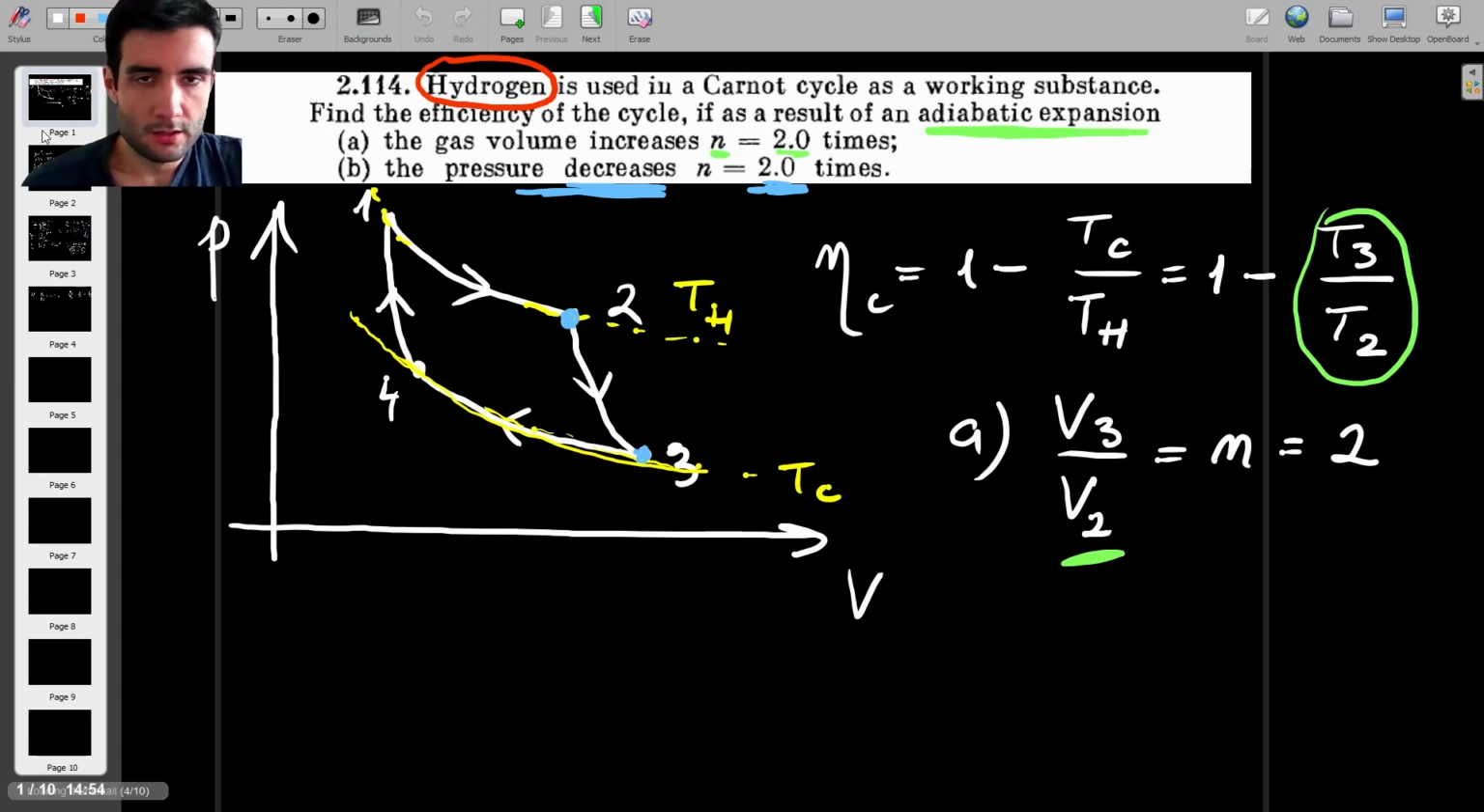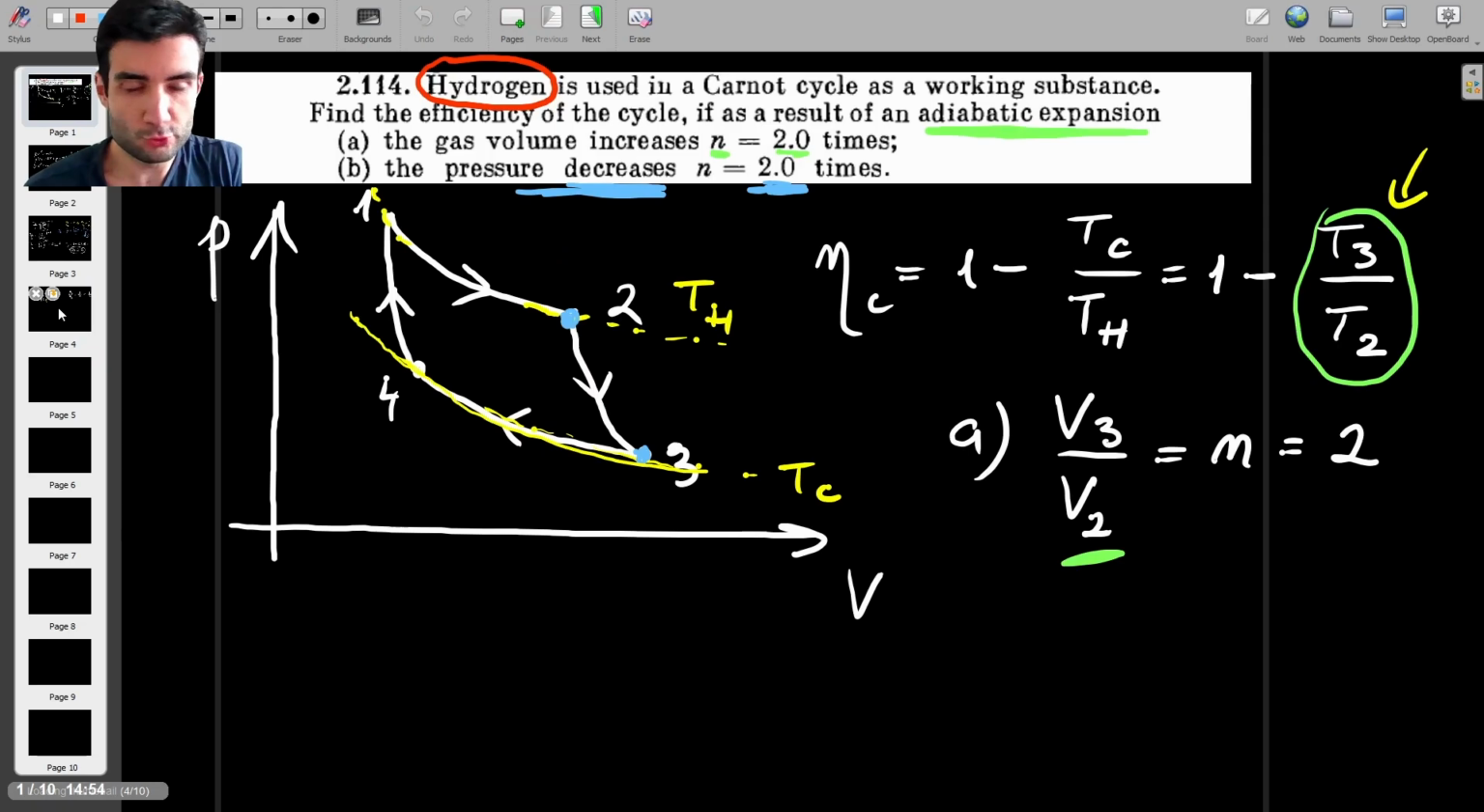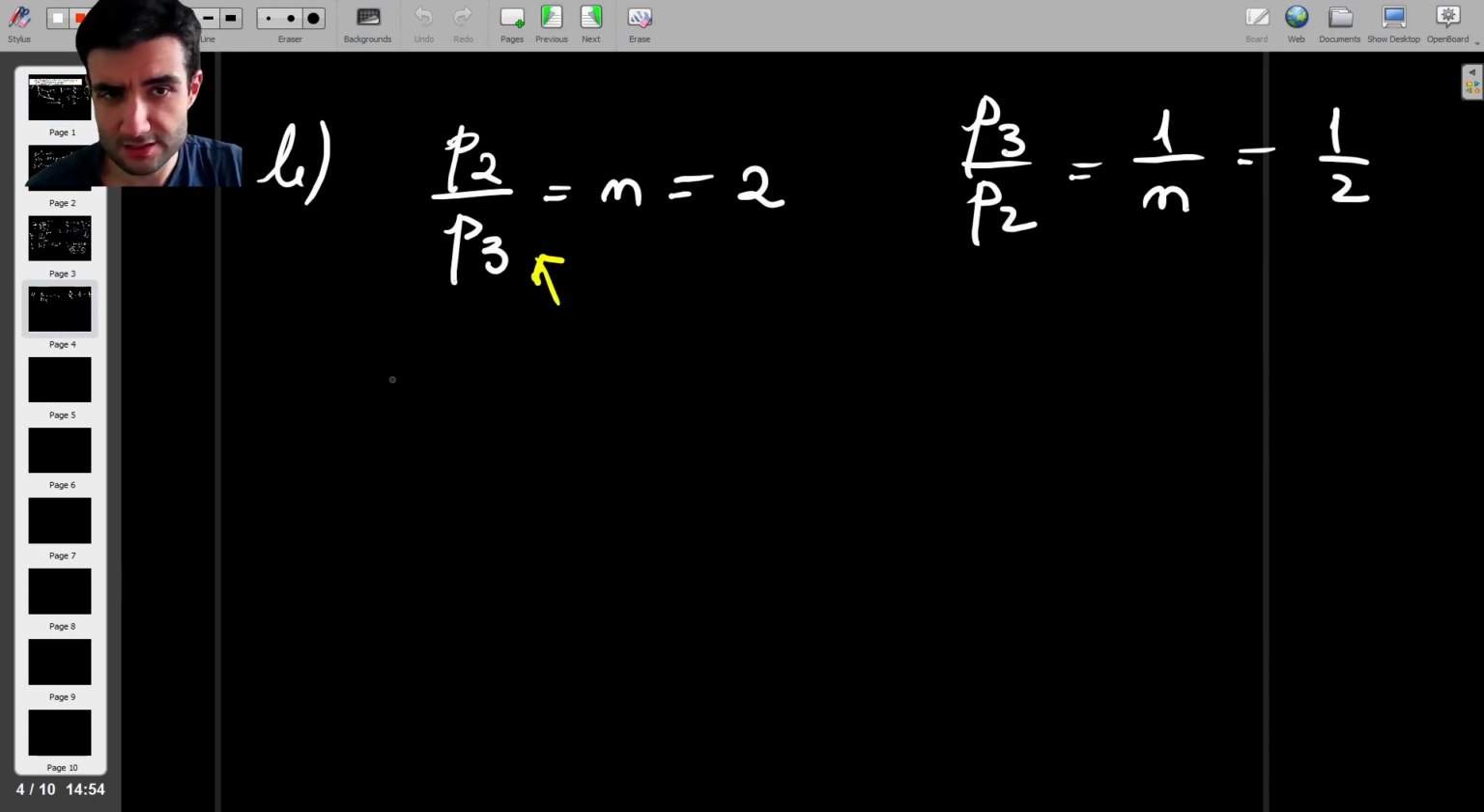So in part B, we have to obtain a relationship that links temperature, which is what the efficiency is based on, to pressure, because it's pressure that we know something about. And to do that, we're going to use the isentropic relationship between pressure and temperature. So I'm not going to derive that, but you can do that as an exercise. I'm just going to write the whole thing straight away.